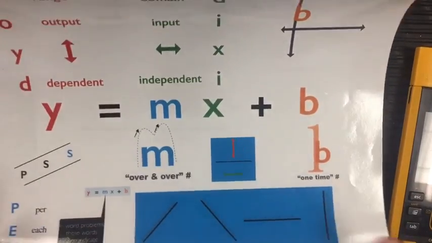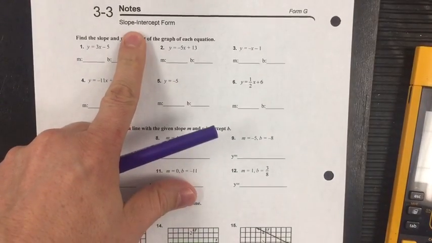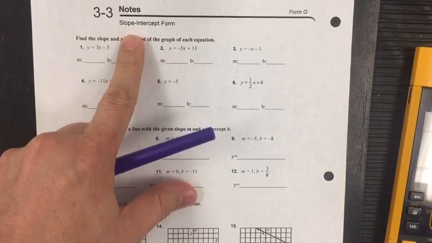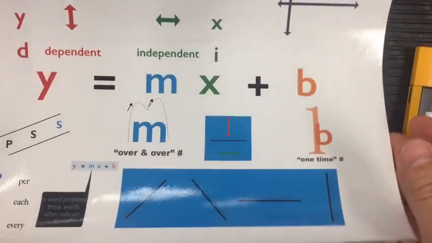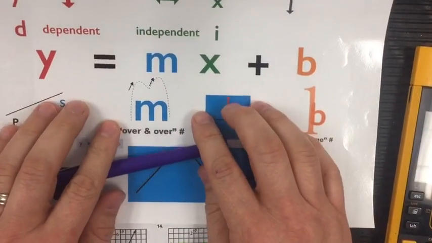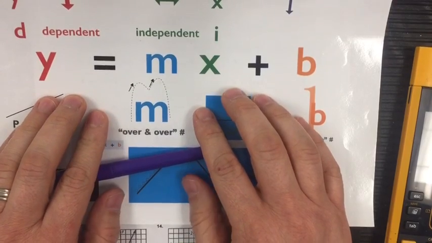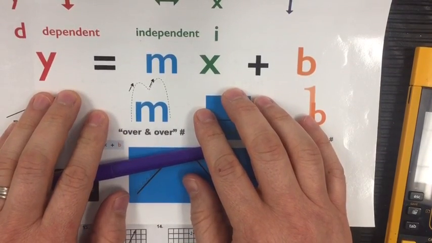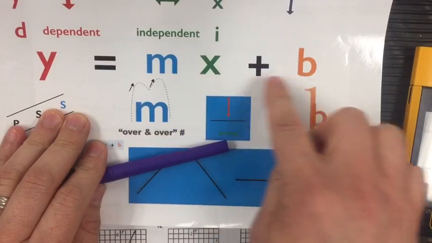Okay, today guys, we're covering slope-intercept form. We're diving into it a little bit deeper. And I want to remind you guys, this is slope-intercept form. You've seen it over and over, at least for the past year. Y equals mx plus b.